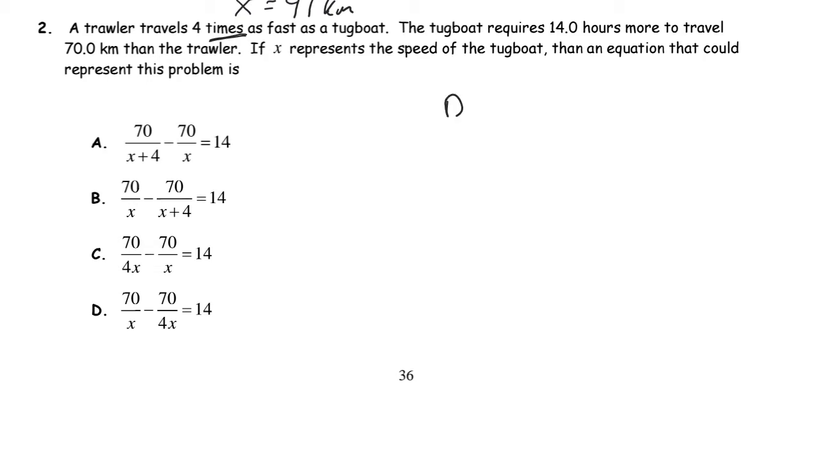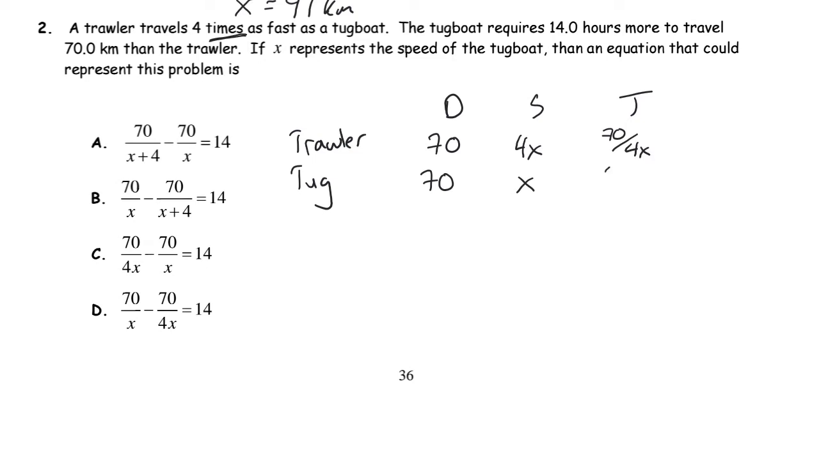So we are going to work on distance, speed, time. And then we'll start with the trawler. Then we got the tug. Okay, so they're both going 70. It looks like they're both going to do the same standard distance here. We know that however fast the tugboat goes, you don't know what that is, the trawler goes 4 times as fast. So 4 multiplied by that. Not 4 plus, 4 multiplied by. And then my time is simply going to be 70 over 4x. Or in the case of the tugboat, 70 over x. Remember, time is distance divided by speed.